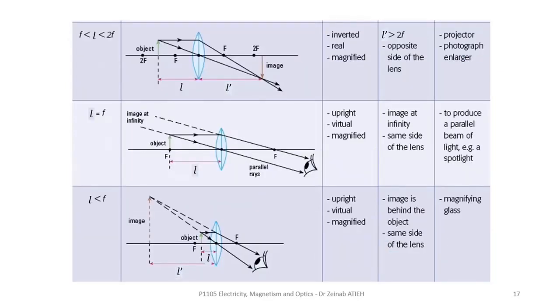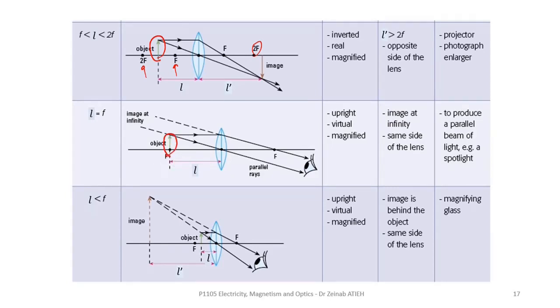Now, if my object is in between 2F and F, remember F is the focal length and 2F is twice the focal length, in this case my image will be at L prime further than twice the focal length, meaning farther than 2F, and it is magnified. It is also inverted and real as it appears. Similar to the working of a projector, because when we project things, we see a larger image.